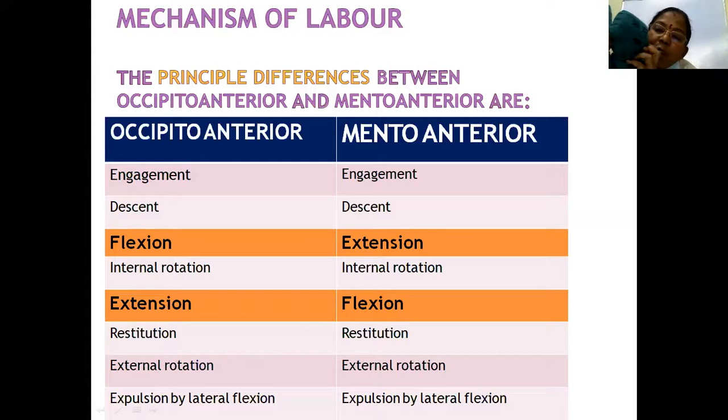Now the delivery of the head. How does the head deliver in occipito anterior? By extension. But in face presentation, it is delivered by flexion. Then the restitution is the same, external rotation is the same, and the delivery of the shoulders and everything else is the same. There is only a change in the delivery of the head.